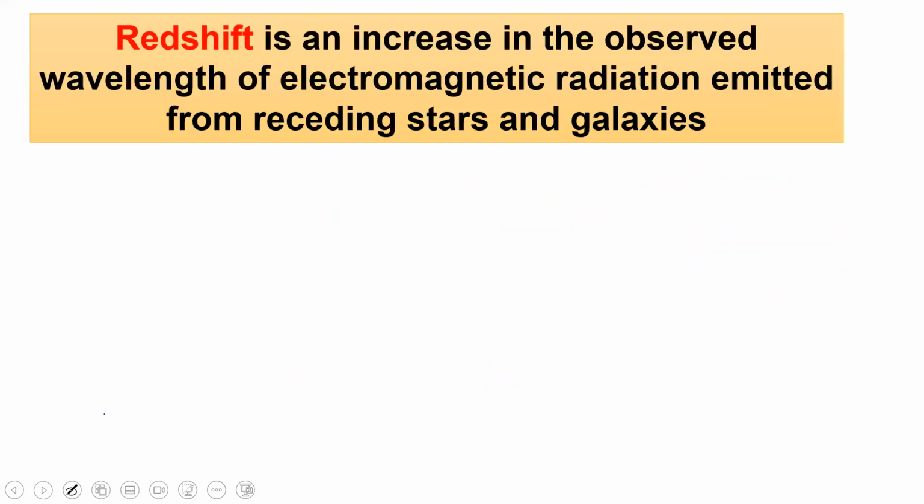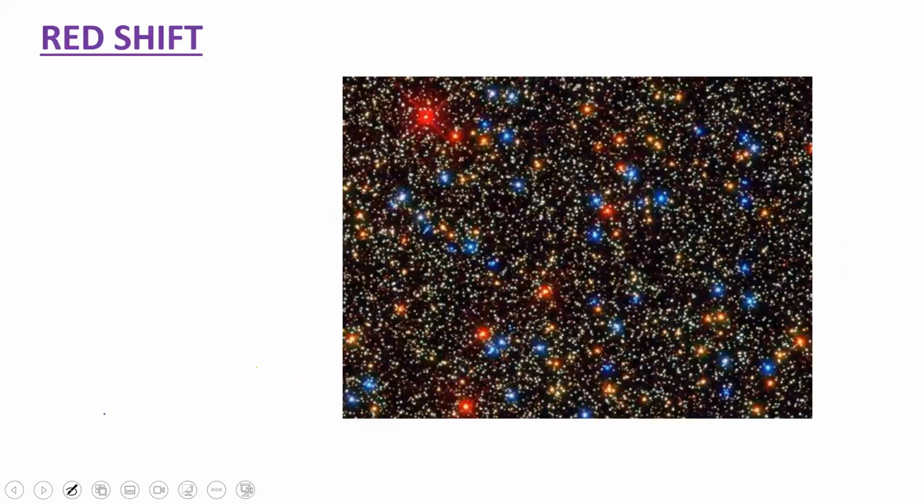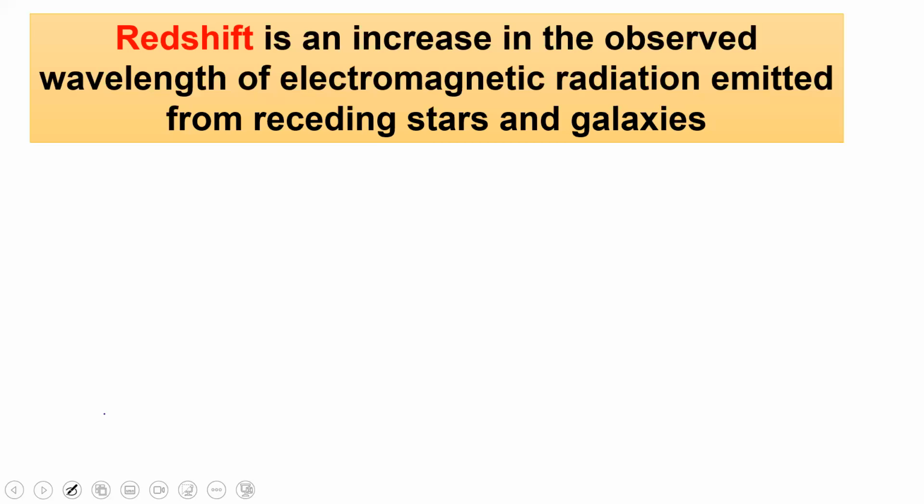So from a vision point of view, you will see these red stars, which are actually not red, but they are moving away from us. As they move away from us, their light coming to us shifts to red. This is called the Doppler effect, and this phenomenon is called red shift. So after giving the heading, you have to copy this.